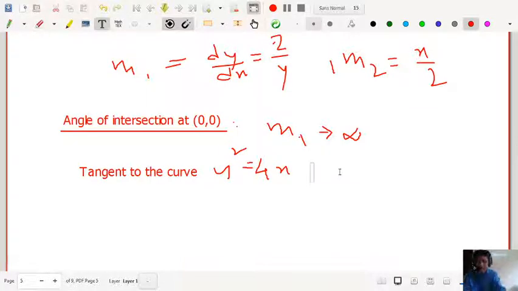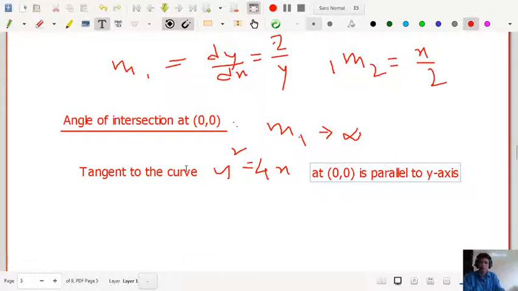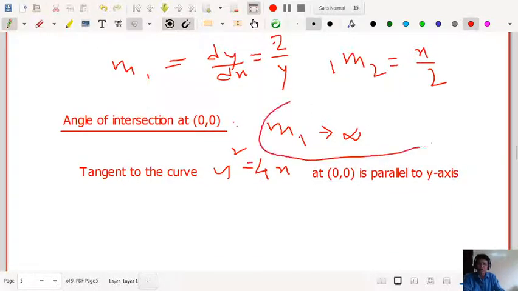What will happen? At the origin, the tangent is parallel to the y-axis, okay? So in this case your tangent to the curve is parallel to the y-axis because you have a slope that is infinite, undefined, okay? Next, what will happen to the next one?